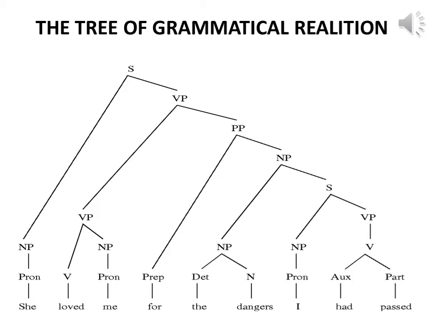In this slide, we will show the tree of the grammatical relation. And the complete sentence is: she loved me for the danger I had passed. And you can see pronoun, verb, pronoun, preposition, determiner, noun, pronoun, auxiliary, and the tree of grammatical relation with the example of the complete sentence.